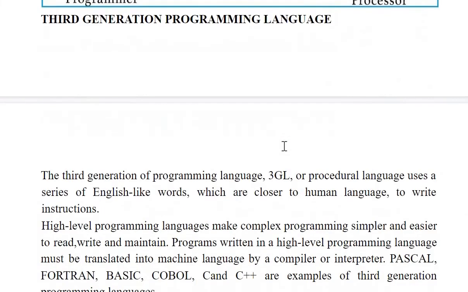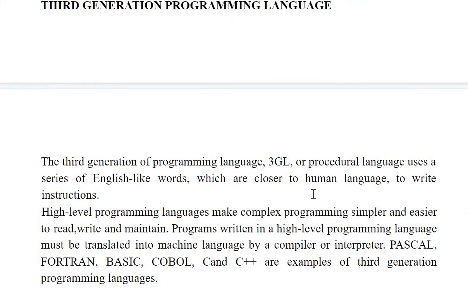Coming to third generation language. Third generation languages are also called procedural languages. They use English like words that we understand. For example, the C language that we are studying now is an example of this third generation language. You know how we write code in C: printf means we are printing, and hello world means we are printing hello world. So it is very similar to English.